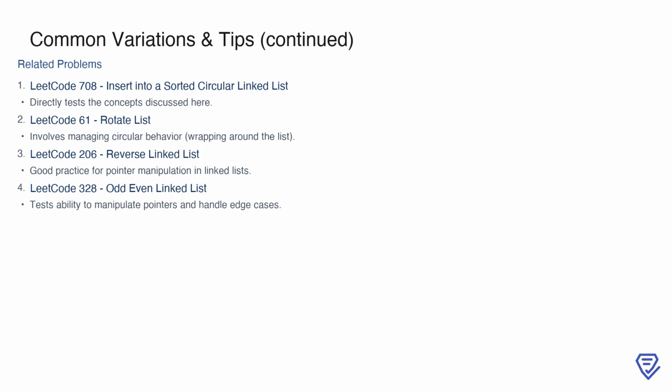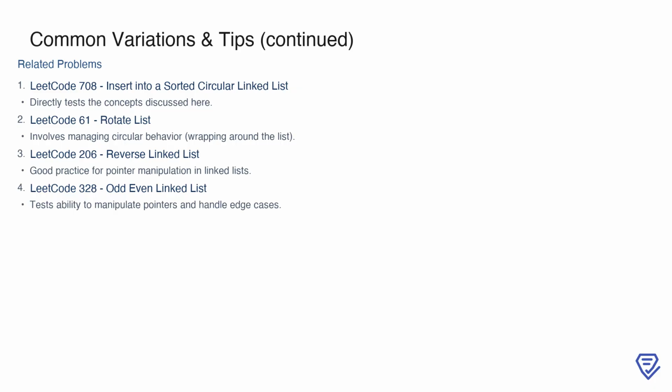Practicing related problems can significantly strengthen your understanding of circular linked lists and their variations. For instance, LeetCode 708 directly tests the concepts we've discussed here, such as inserting into a sorted circular list while maintaining its properties. Another relevant problem is LeetCode 61, which involves rotating a list and managing circular behavior, especially the wrapping around of nodes. LeetCode 206, which focuses on reversing a linked list, is excellent for sharpening your pointer manipulation skills. Finally, LeetCode 328 challenges you to rearrange a list into odd and even segments, which tests your ability to work with pointers while handling various edge cases.